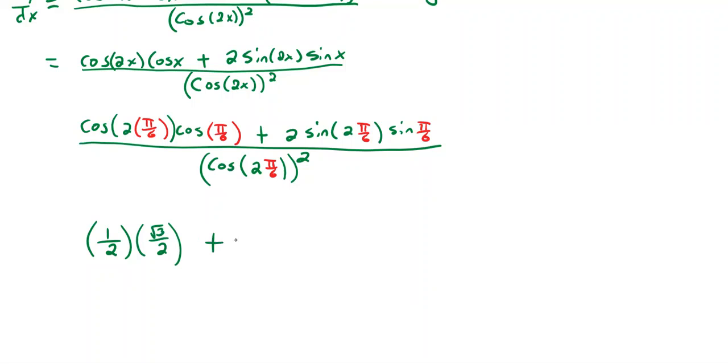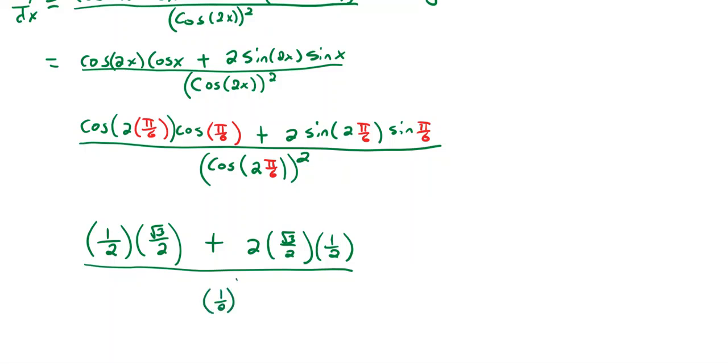All right, moving on. So then plus 2. Now the same thing, sine of 2 times pi over 6. Well, the 2 and the 6 simplify. That's pi over 3. So what's sine of pi over 3? That's root 3 over 2. And then the last part here is sine pi over 6. That would be a half. All over, now looking down here again, cos 2 times pi over 6, that's really pi over 3. So that's going to be a half. But then we're squaring that.